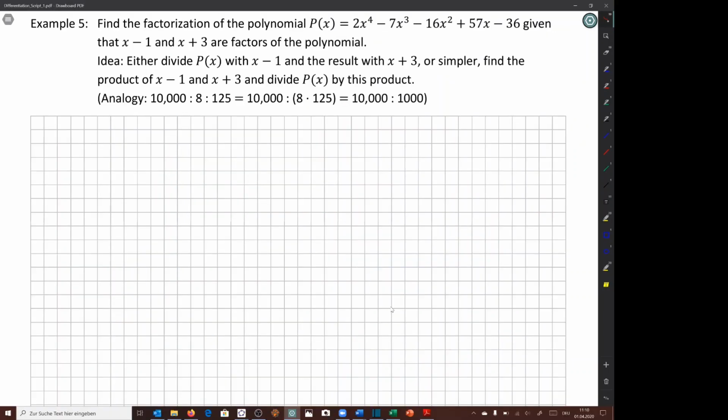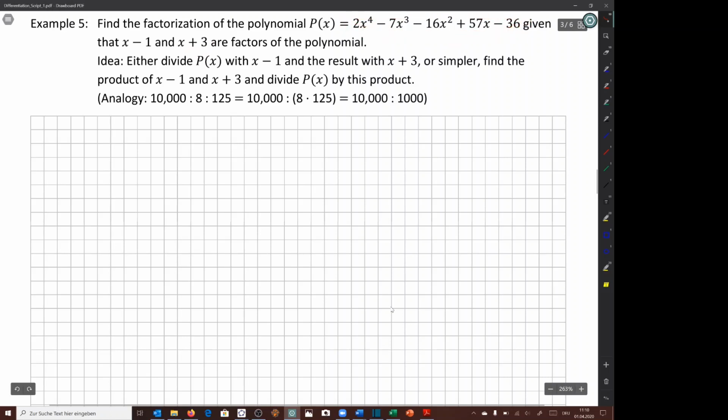In example 5, we have to find the factorization of this polynomial, and we're given two factors, x minus 1 and x plus 3. One way to solve it is just to divide this here by x minus 1, take the result and divide it then by x plus 3. We can, however, simplify our life by first taking the product of x minus 1 and x plus 3 and then divide this original polynomial by the product.